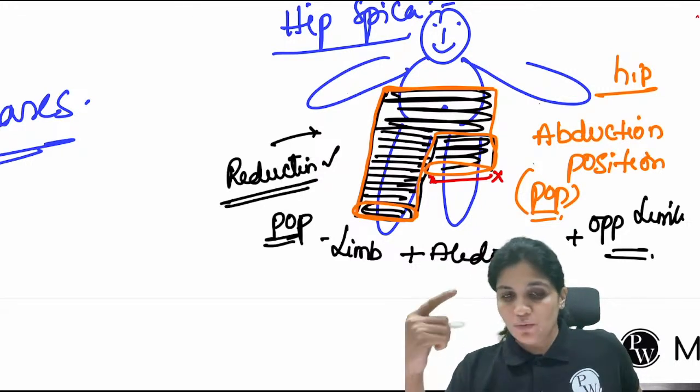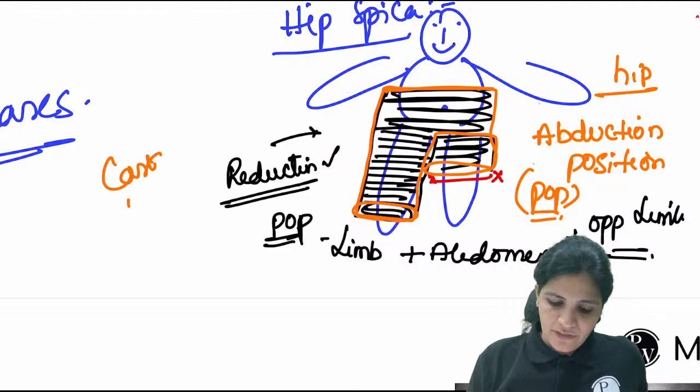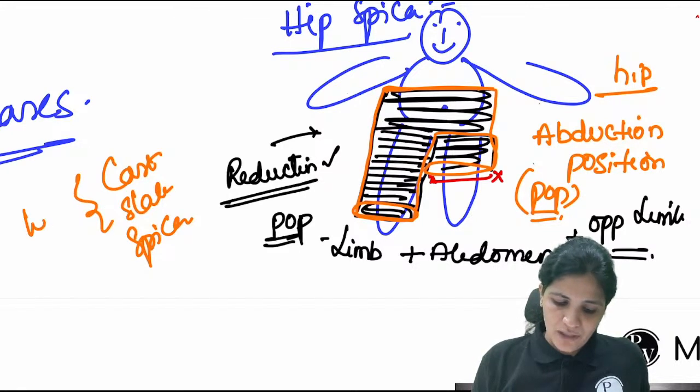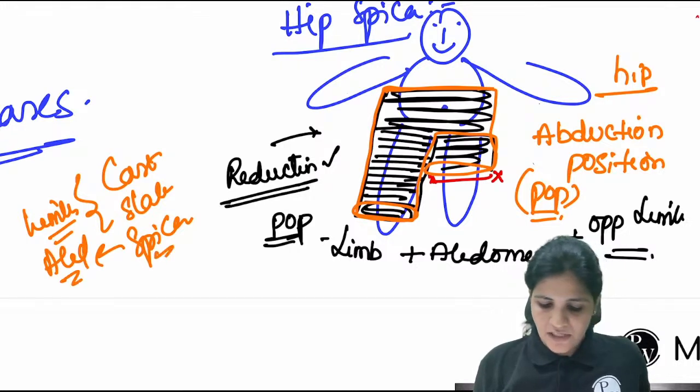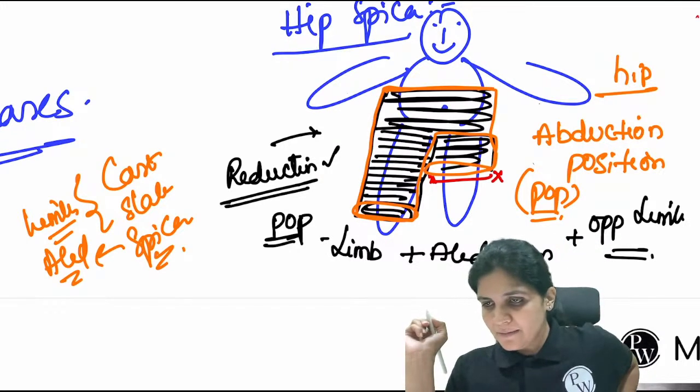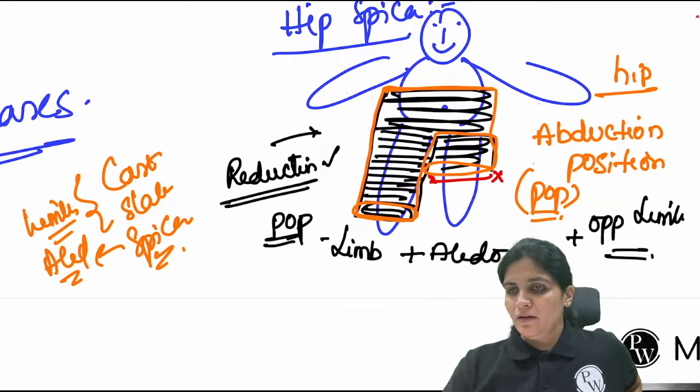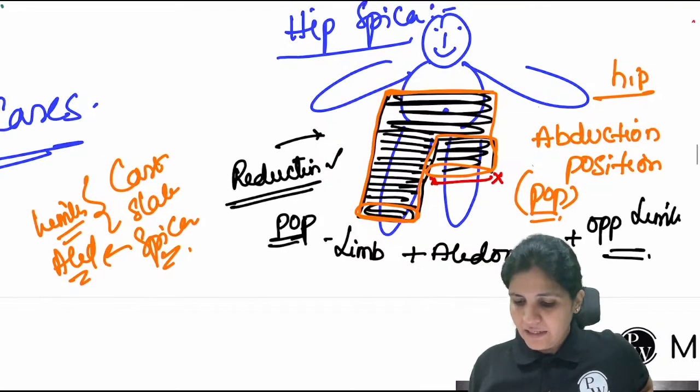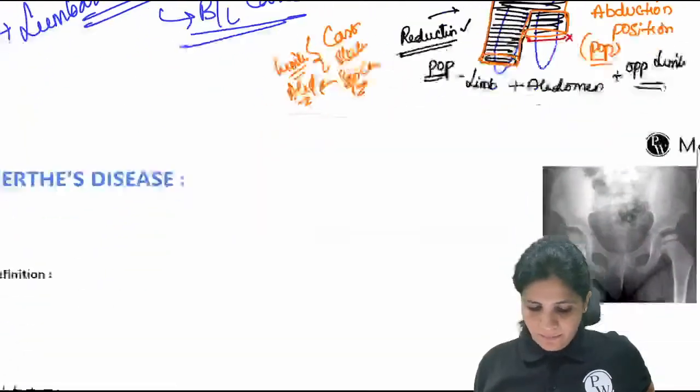Spica is, you see, we have cast, we have slab, and then spica. Cast and slab is only for your limbs. Whenever you include the abdomen, then it becomes a spica. Right? Very good. Clear now? Okay.